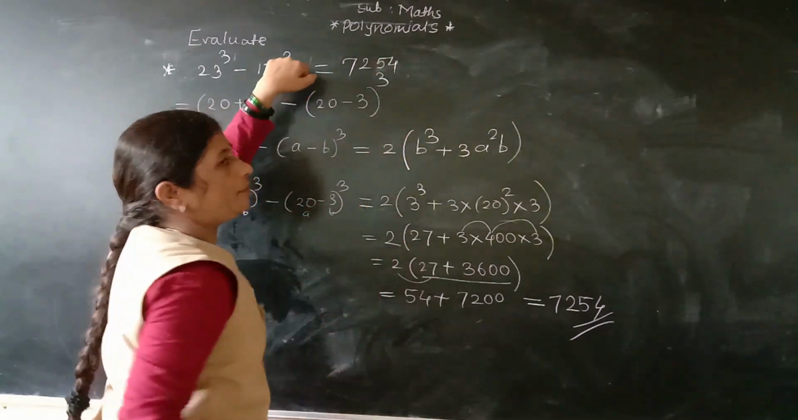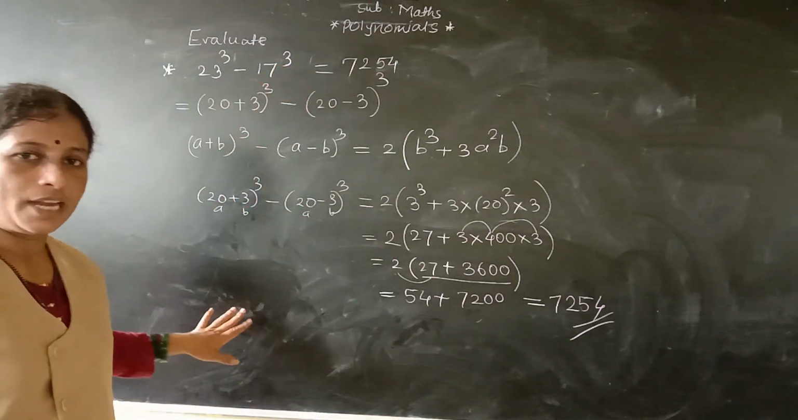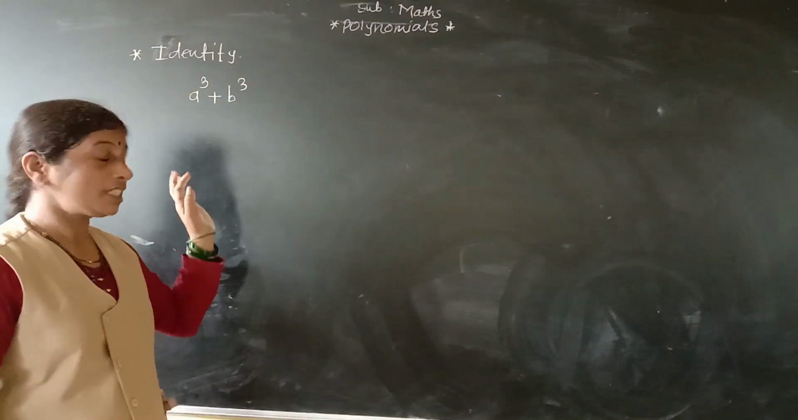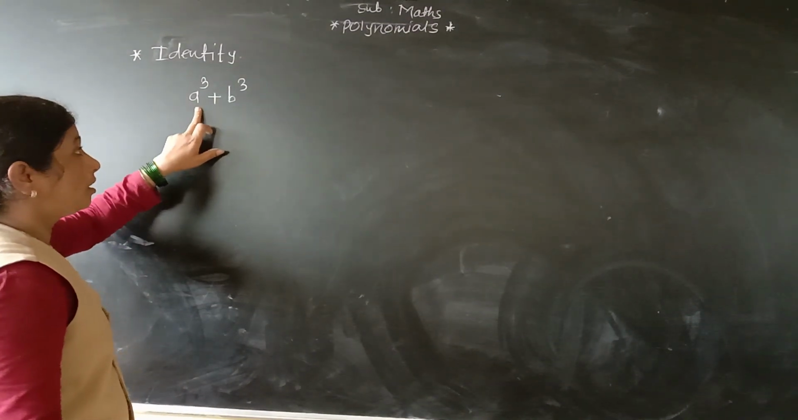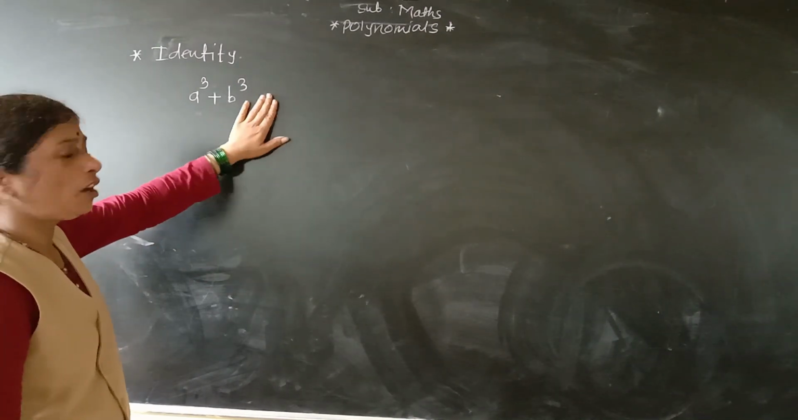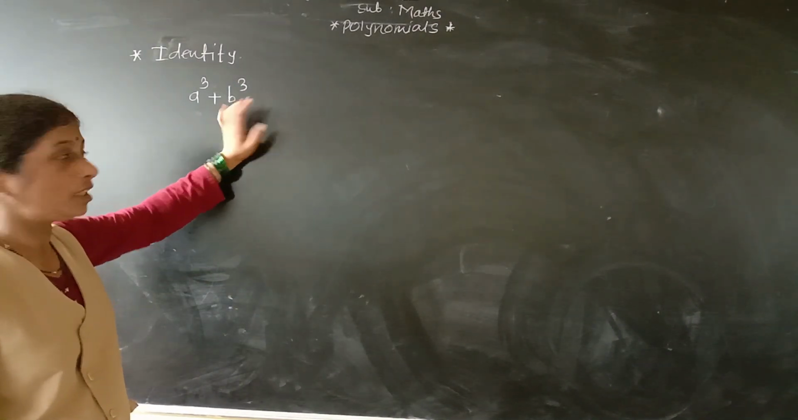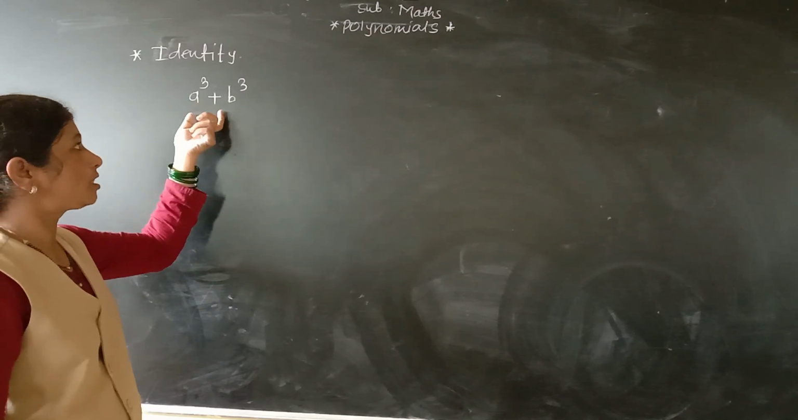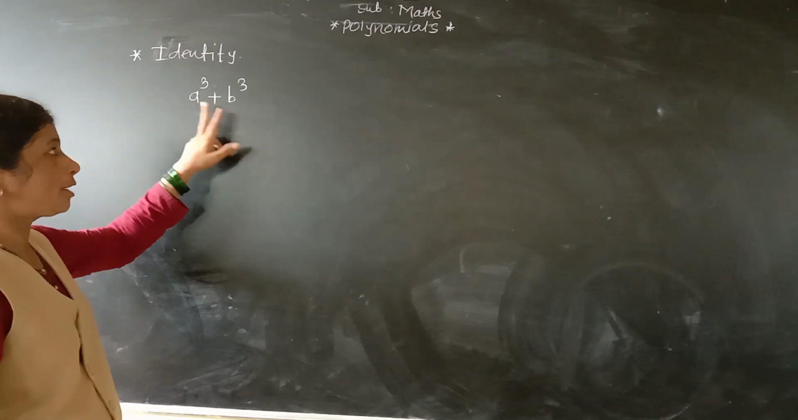So in this way we have to apply the given identities. Now next we will see the next identity: find a cube plus b cube. We have already got this identity, meaning the expanded form of this a cube plus b cube.